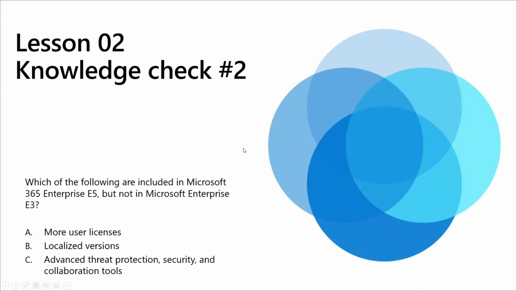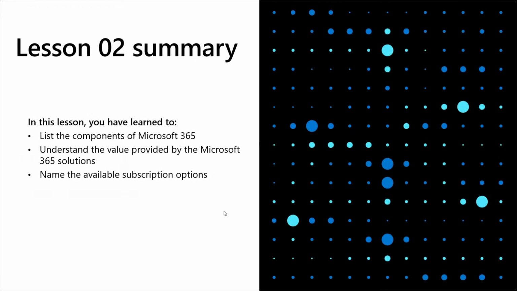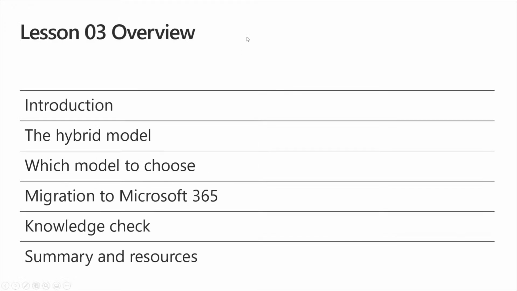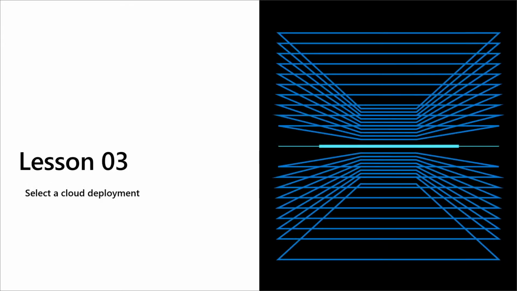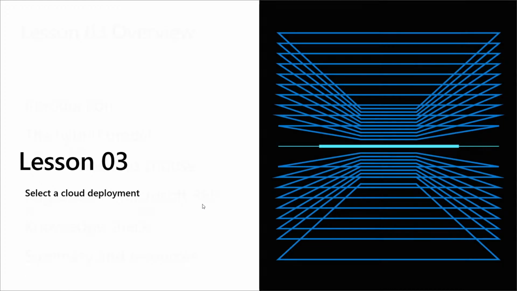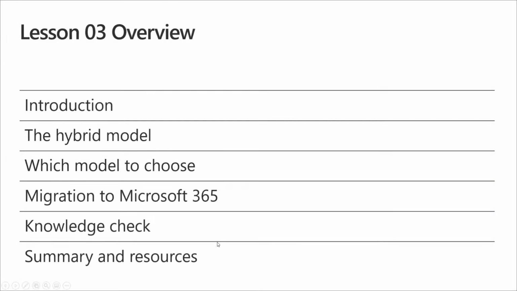Okay, I'm going to skip some of these review questions. Still have quite a bit more to go. So in this third lesson, let's look at cloud deployment. What we've already discussed: hybrid model, which to choose, and migration to Microsoft 365.